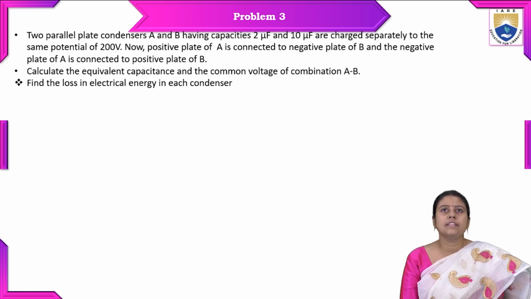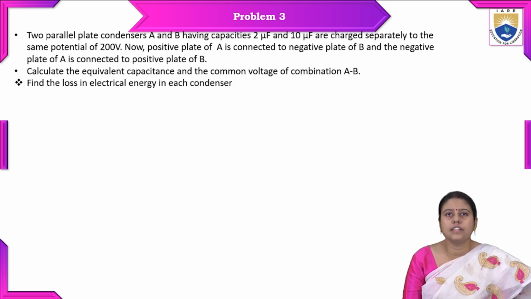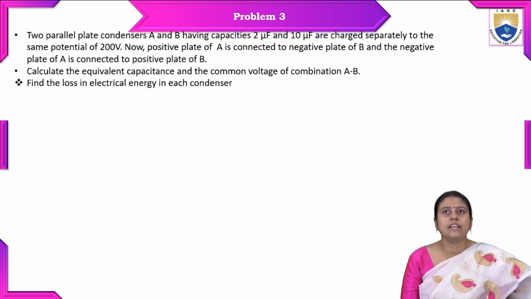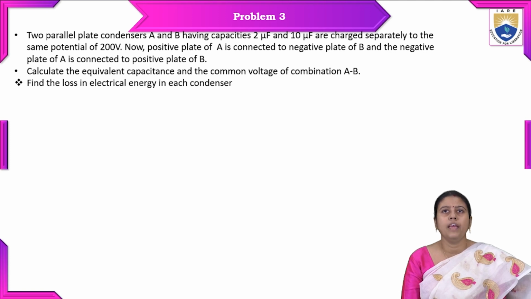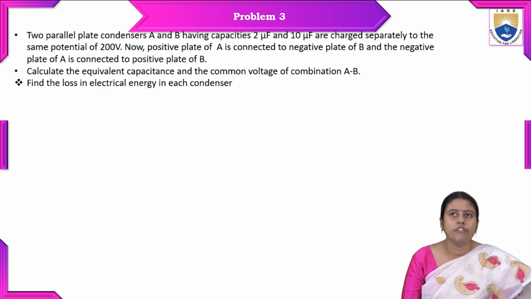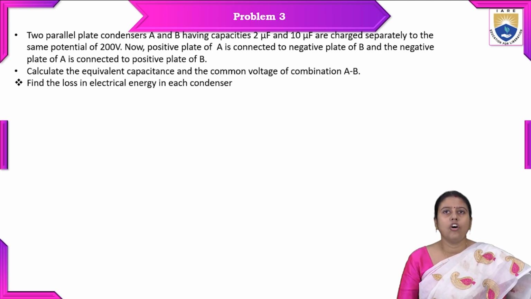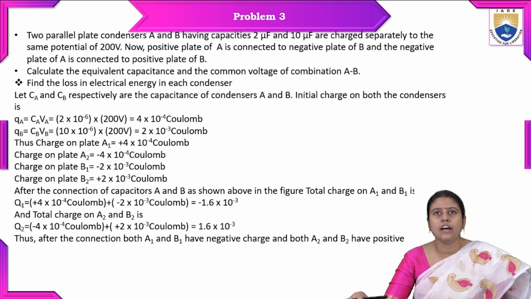Problem number 3 tells two parallel plate condensers. Condenser is nothing but the capacitor. A and B, having capacities of 2 microfarad and 10 microfarad, are charged separately to the same potential of 200 volt. If the positive plate of A is connected to the negative plate of B and the negative plate of A is connected to the positive plate of B, calculate the equivalent capacitance of the common voltage combination of A and B and find the loss in electrical energy in the condenser.